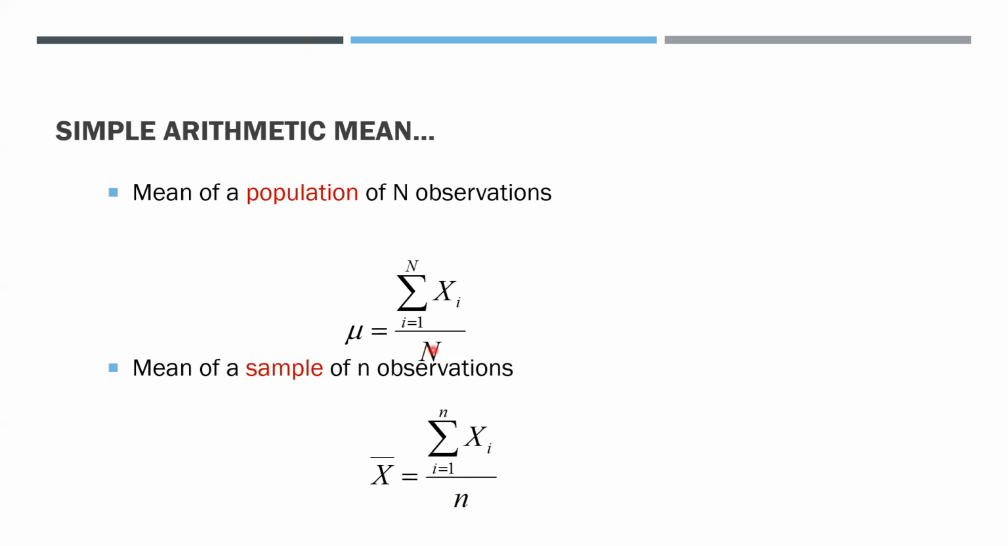Right? If you consider the population, and if capital N is your population size, the number of observations in the population, and you want to calculate the mean value, what you have to do is add all the numbers and then divide by the total number of observations in your population. Normally we use this notation mu. This is important when you are doing inferential statistics, right?